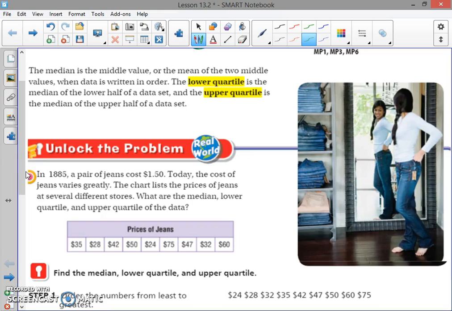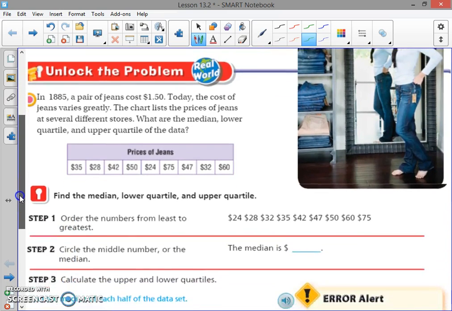All right, so the median is the middle value, or the mean of the two middle values, because if you have an even set of data, you need to take the mean of the two middles to get the median. When data is written in order, this is the key thing for median. The lower quartile is the median of the lower half of the data set, and the upper quartile is the median of the upper half of a data set. So let's take a look at that.